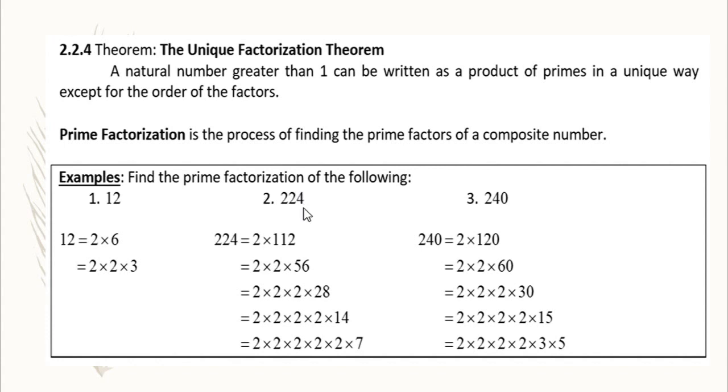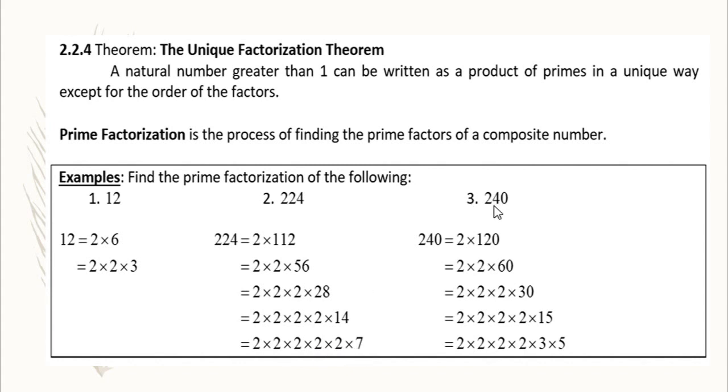Next, we have 224. So, 224 can be 2 times 112. 112 can be 2 times 56. 56 can be 2 times 28. 28 can be 2 times 14. And 14 can be 2 times 7. So, diri, puros nata prime numbers. So, ang 224, mao ni siyang ato ang prime factorization. We have 2 times 2 times 2 times 2 times 2 times 7.